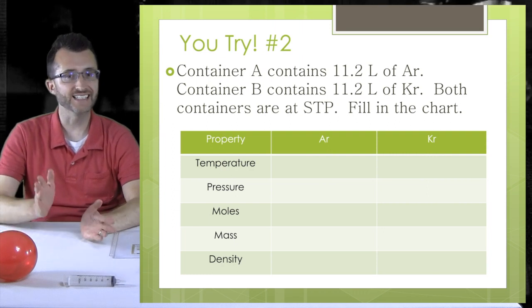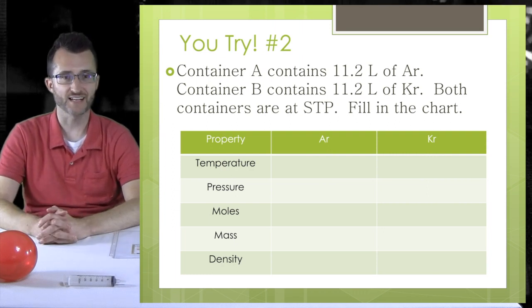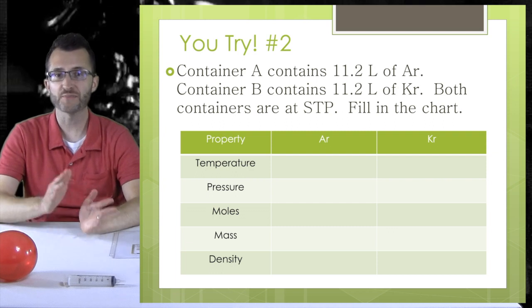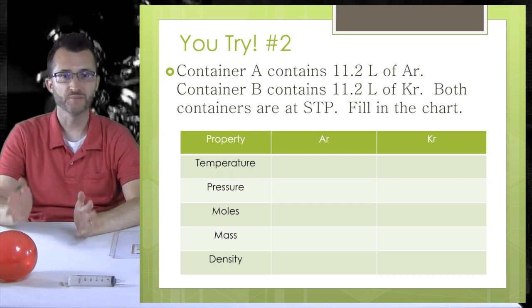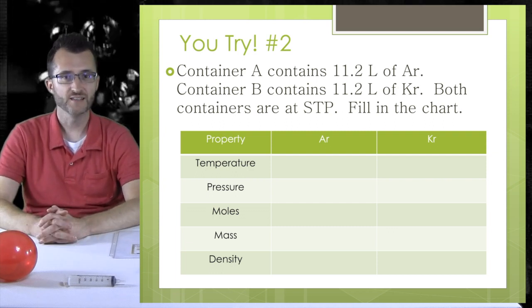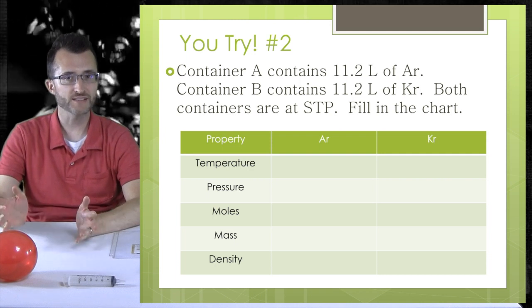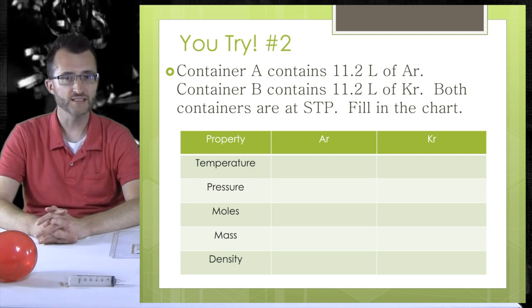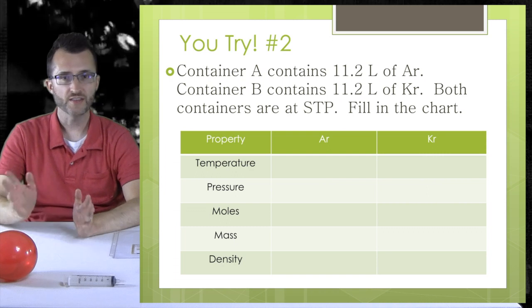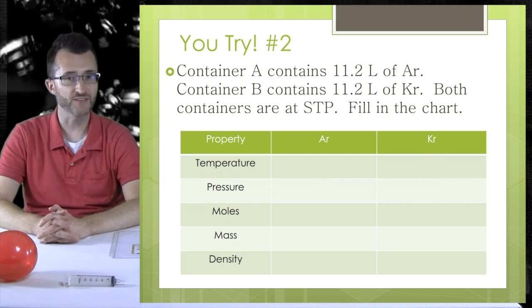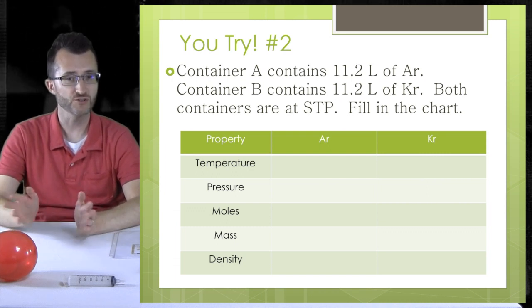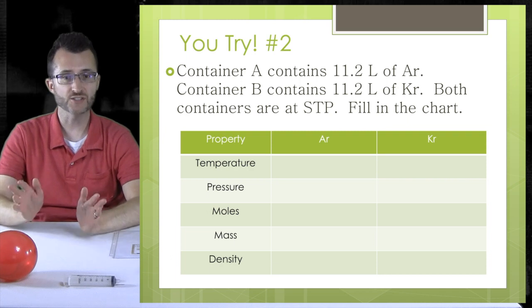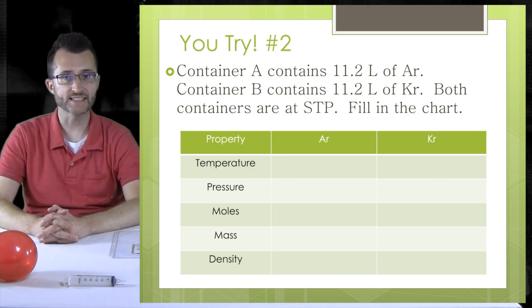Container A contains 11.2 liters of argon. Container B contains 11.2 liters of krypton. Both containers are at STP. Fill in the chart. Now this is going to be pretty similar to the chart we filled in previously. There's a few things that are a little bit different. Think about what might be significant about the volume 11.2. Anywhere that you need to show work, show it right in the cell.